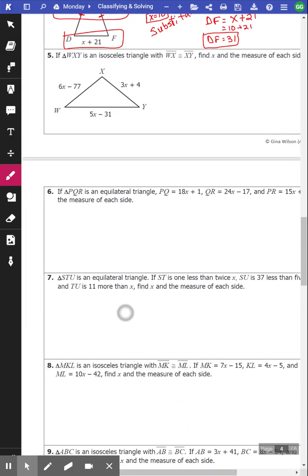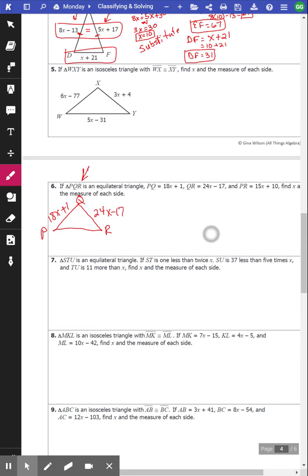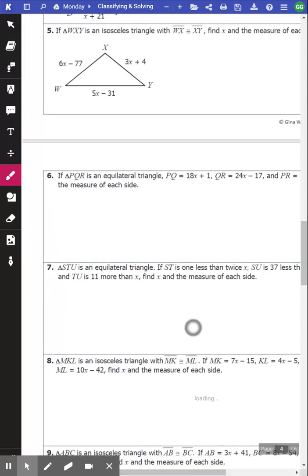Let's move down here where we have our word problems. This means that you have a lack of pictures. You'll have to draw your own triangle. They tell you about the triangle. So if you have to, draw your triangle. I know not all of us are Picassos, but you have P, Q, R. It tells you PQ is 18x plus 1, QR is 24x minus 17, and then PR is 15x plus 10. Pay attention to what the directions say. This is equilateral, so all the sides are equal. Find x and the measure of each side.